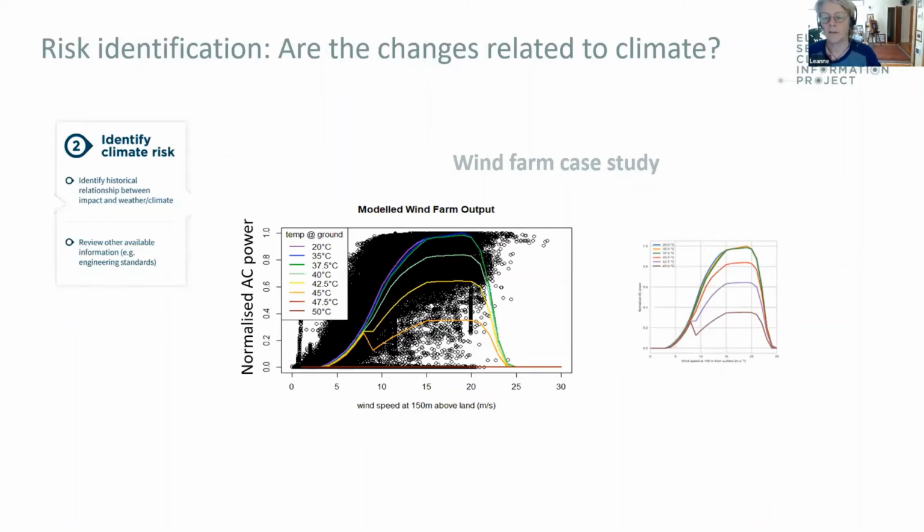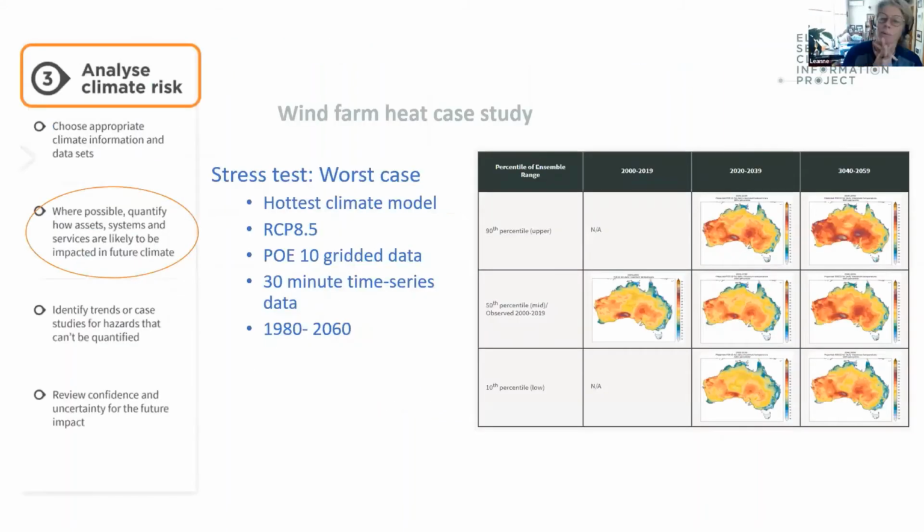So what are we going to do? In this particular case study, they weren't interested in the range. They just want to know what the worst case is. They're stress testing the wind farms to see by when the capacity or output from the wind farm will be impacted. So they were only interested in the hottest climate model under high emissions.